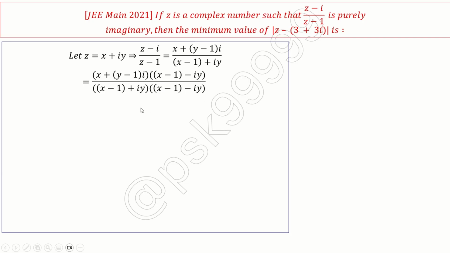Now I don't need to actually simplify this directly here, because the only thing I'm interested in is the real part, which is equal to 0. That will give me an equation of x comma y. So what is the real part in this one? The denominator is anyway real, because we are actually eliminating the denominator. So in the numerator, x into (x minus 1) minus y into (y minus 1) i square. I square is minus 1, so it will become plus. So since the real part is 0, I am left with x into (x minus 1) plus y into (y minus 1), which is equal to 0.